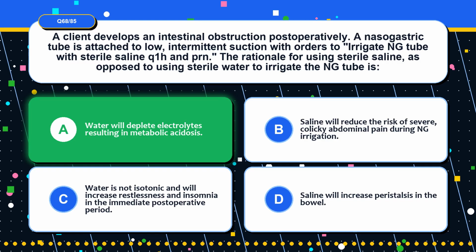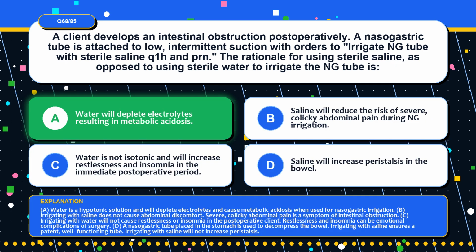The correct answer is option A. Water will deplete electrolytes resulting in metabolic acidosis. A. Water is a hypotonic solution and will deplete electrolytes and cause metabolic acidosis when used for nasogastric irrigation. B. Irrigating with saline does not cause abdominal discomfort. Severe, colicky abdominal pain is a symptom of intestinal obstruction. C. Irrigating with water will not cause restlessness or insomnia in the postoperative client. Restlessness and insomnia can be emotional complications of surgery.